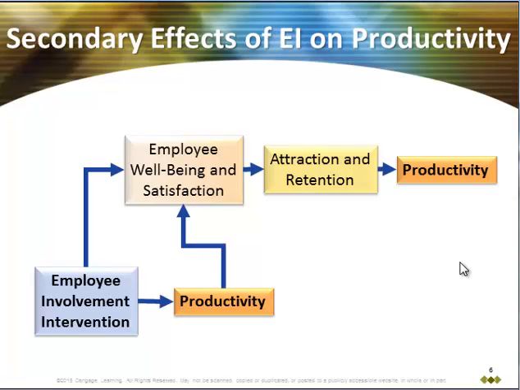Here are some of the secondary effects of employee involvement on productivity. You can see in the bottom left-hand corner, employee involvement intervention. That's what you deliver as the OD person. And on the right side, it improves productivity. On the top, it also improves employee well-being and satisfaction. In other words, not only are people who are involved productive, they feel better. It's fun, it's good, and it's important. They have a voice. They're seen. They're recognized. What they have to say matters to others all the way to the top.